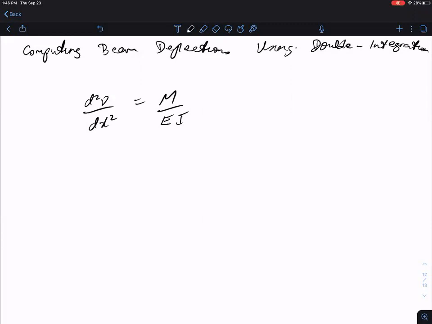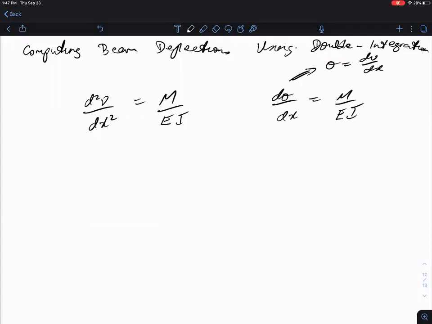Another way we can write this is that the first derivative of the rotation is equal to M over EI, because we know that theta is equal to dv/dx. Now, once we express the moment as a function of the position along the length of the beam, then successive integrations of this equation will result in the beam's slope and deflection.